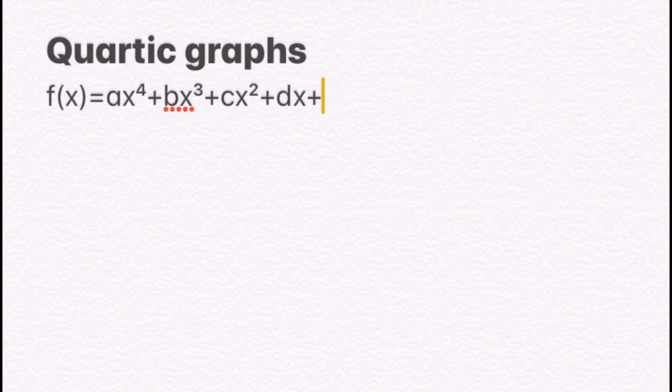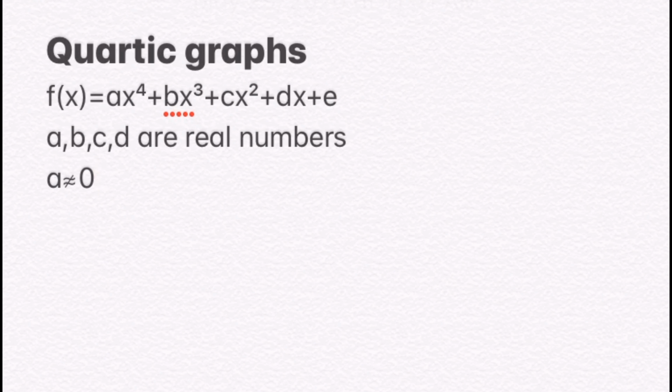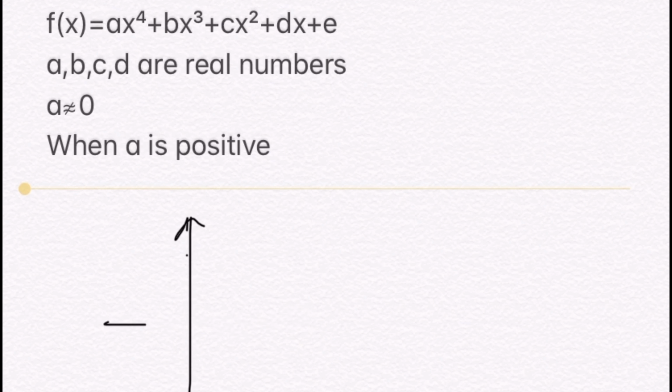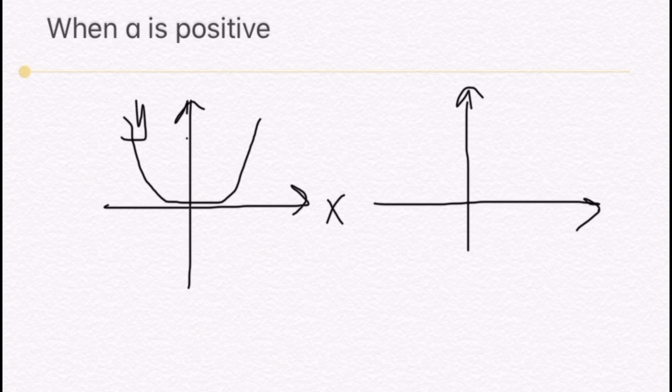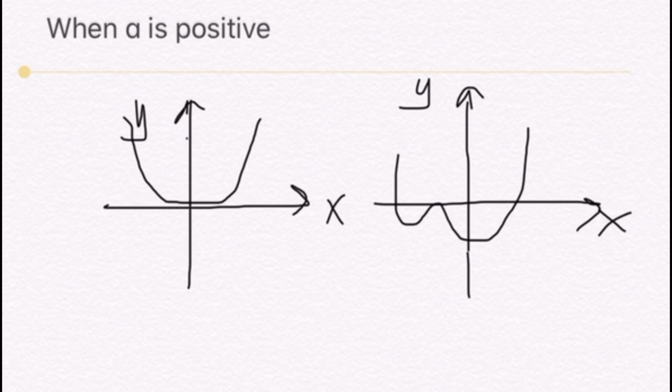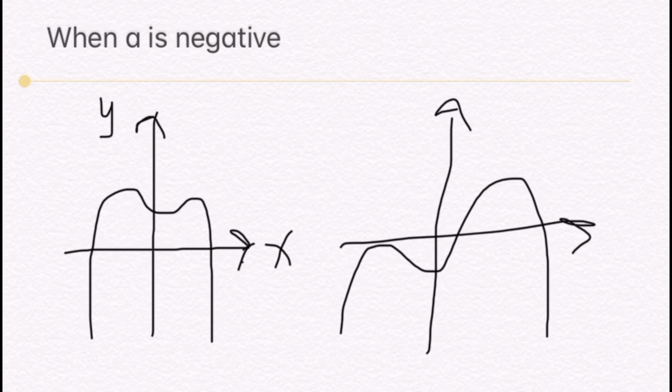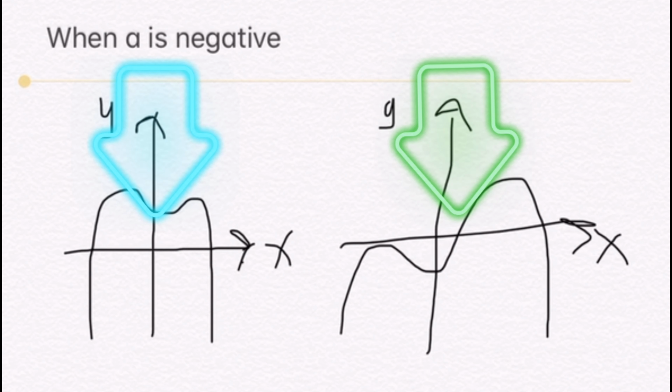The next thing that we're going to look at are quartic graphs, which take the form f of x equals ax to the power 4 plus bx cubed plus cx squared plus dx plus e. And just like the cubic graphs, a, b, c, d are real numbers and a cannot be 0. Let's look at a graph where a is positive. And we get this general trend where the graph is facing upwards. Similarly, if a is negative, then the graph will be facing downwards.